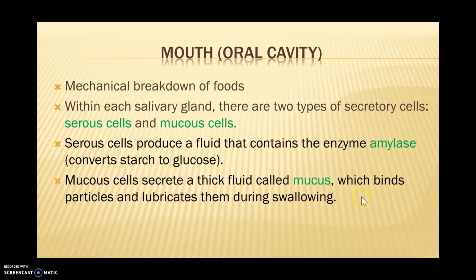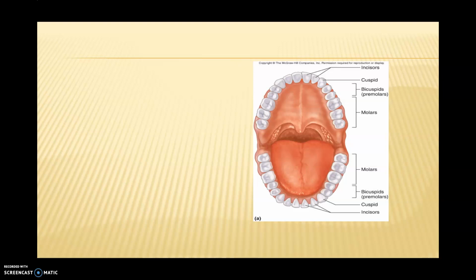And then our mucus cells here are going to secrete a thick fluid called mucus, and that's going to help bind those particles together and lubricate them during swallowing. So again, our teeth are going to be a really big portion for mechanical breakdown, and then our salivary glands are going to contribute here as well, with this amylase to break down carbohydrates and mucus to kind of bring those together so we're able to swallow those materials. So let's take a look.